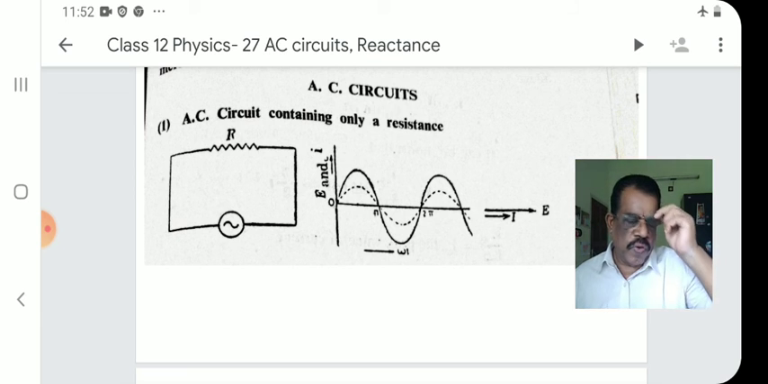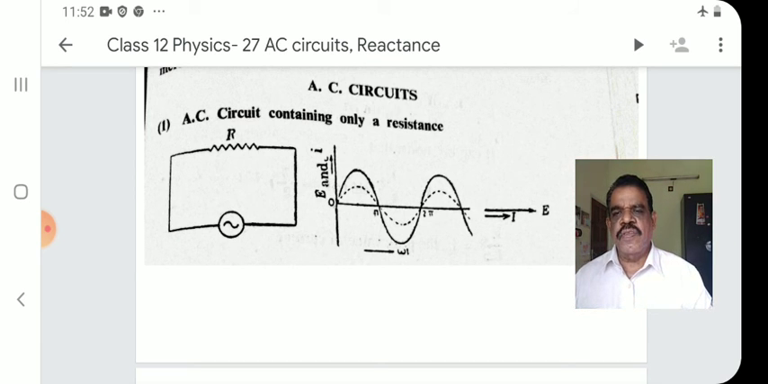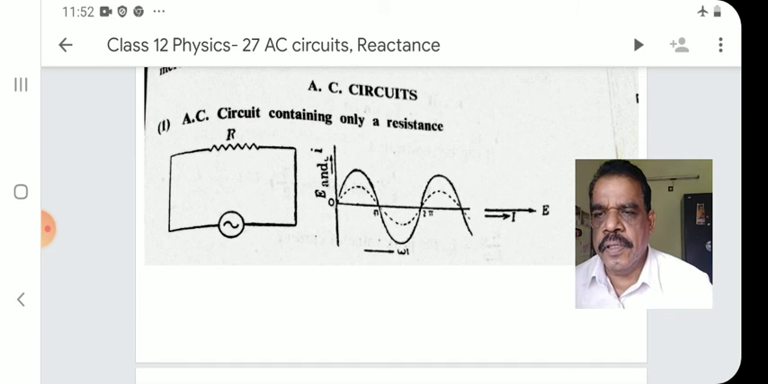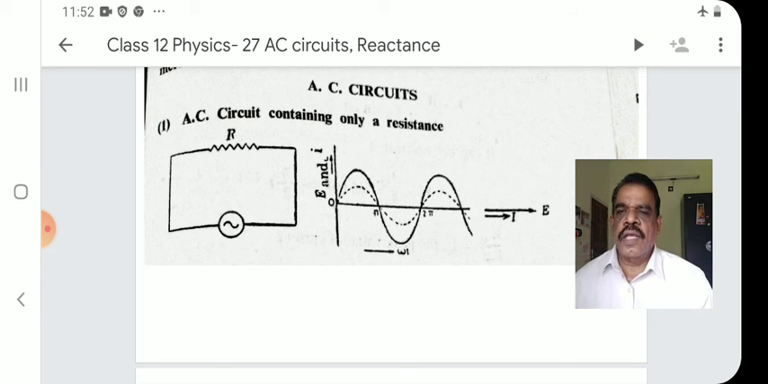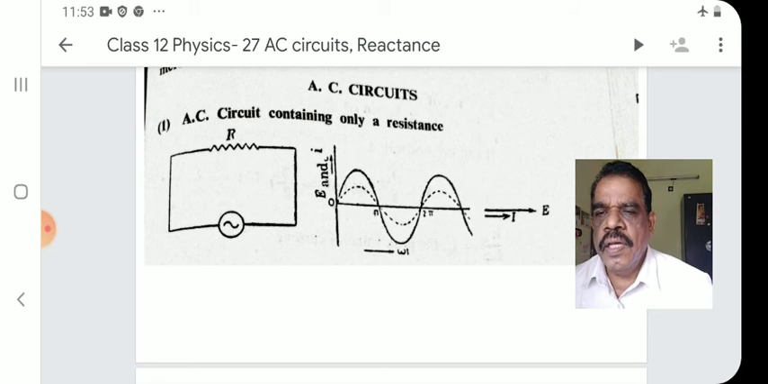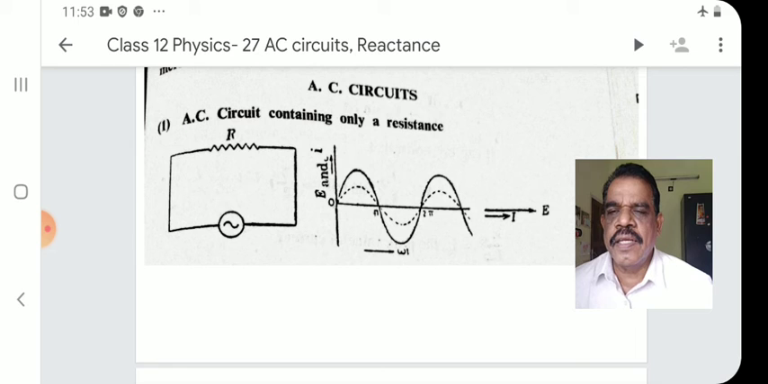AC circuits. What are AC circuits? A circuit in which alternating EMF is applied is called an AC circuit. A circuit may be an R circuit, L circuit, C circuit, LR circuit, CR circuit or LCR circuit. These are the resistive circuit, inductive circuit, capacitive circuit, LR circuit, CR circuit and LCR circuit. We discuss them one by one.